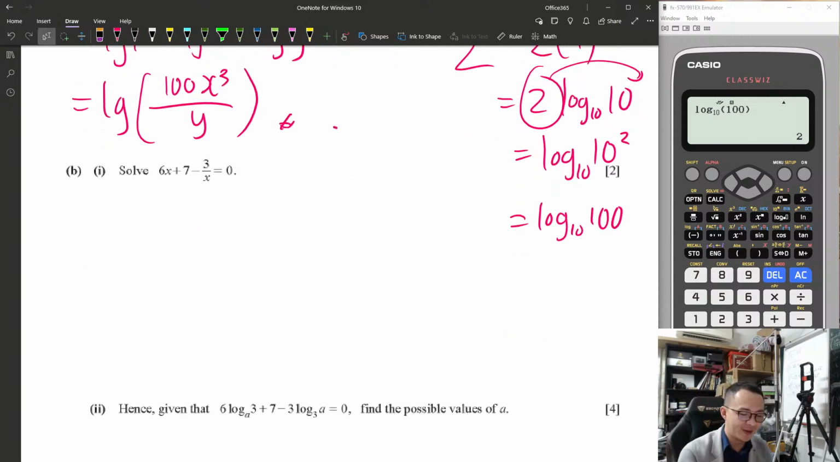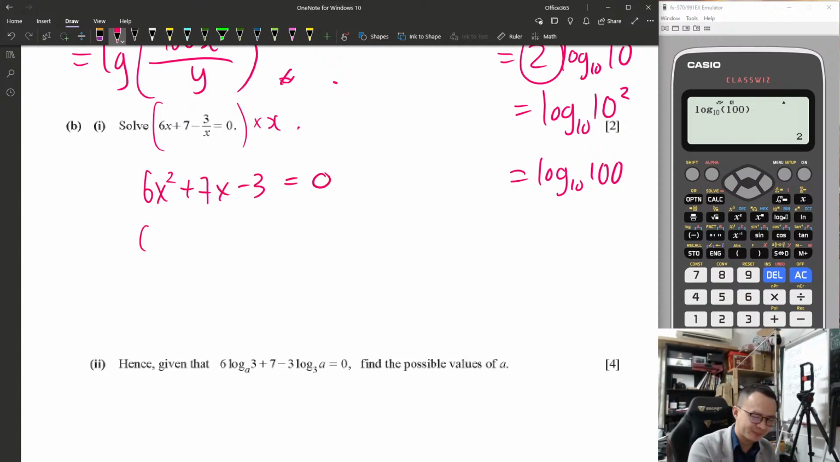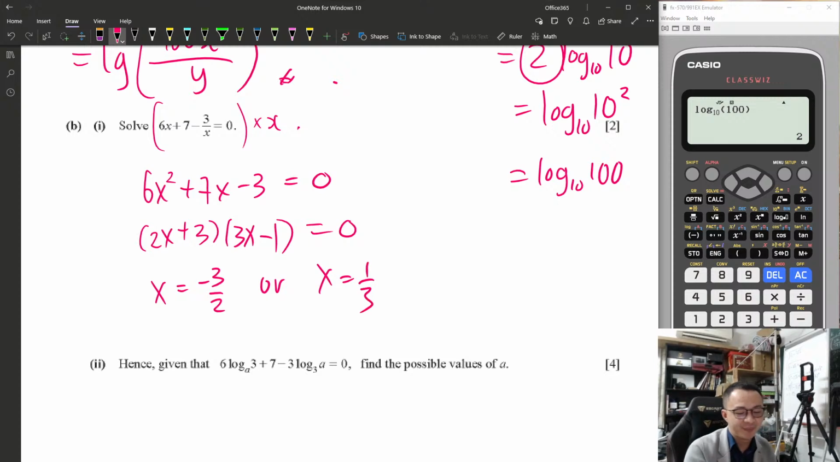Okay, the next one. Solve this equation. The whole equation multiply by x. So I got 6x squared plus 7x minus 3 equals 0. Factorize it. What values do we use? 2x and 3x. I get 7, 3 and 1, plus and minus 9, 2, yeah, correct. x equals negative 3 over 2, or x equals 1 over 3. Done, 2 marks. Definitely, this is not really standard, but this is bonus marks for you to do the next one.